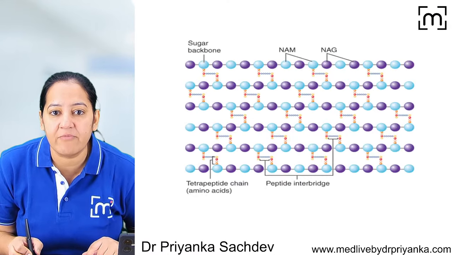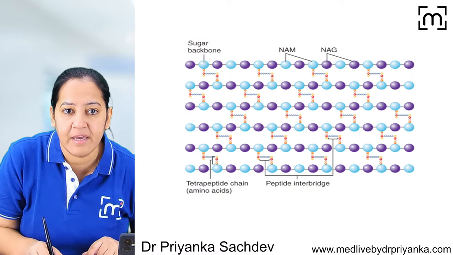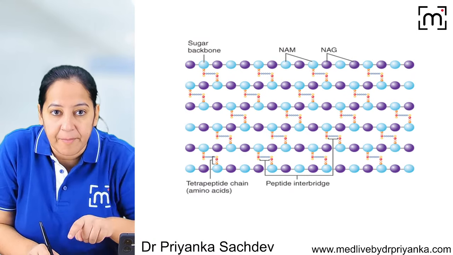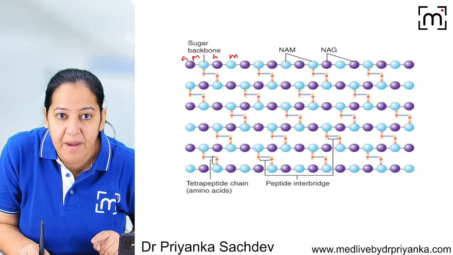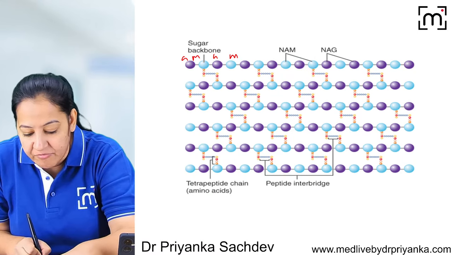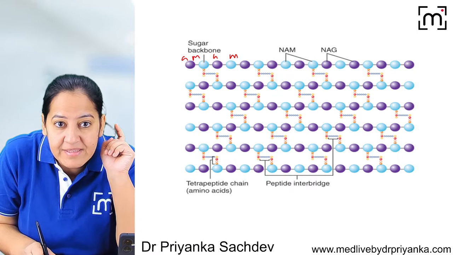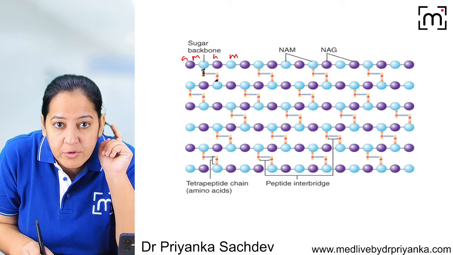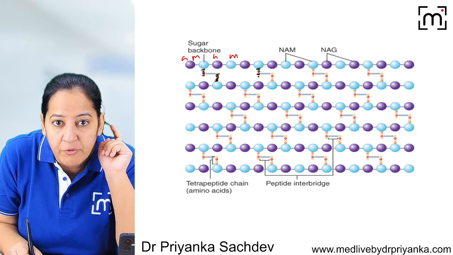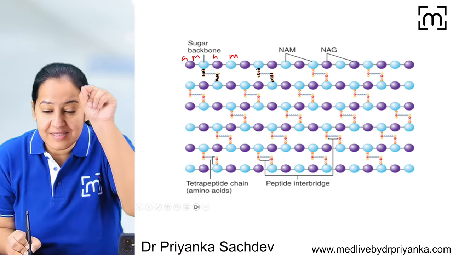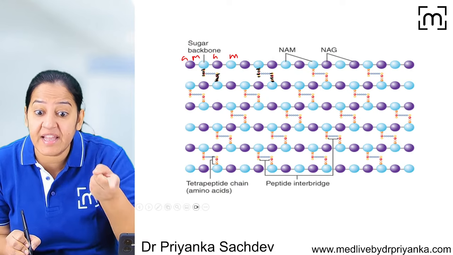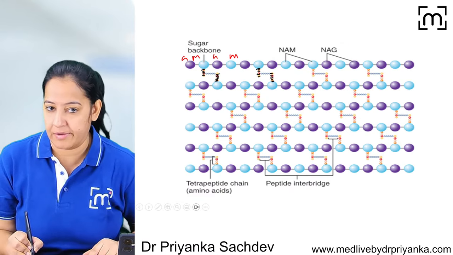Let me zoom out this diagram for you. Can you see this diagram? This is NAG. This is NAM. This is NAG. This is NAM. I'm interested in NAM. See the NAM, what I'm highlighting? A pentamer. You can see 1, 2, 3, 4, 5. Here also 1, 2, 3, 4, 5. There is a tail, a pentamer of amino acids, in the NAM. Not NAG. You can see.